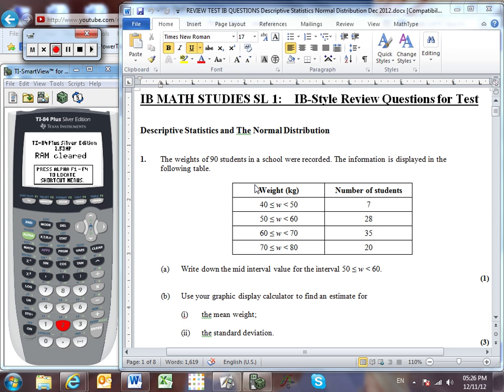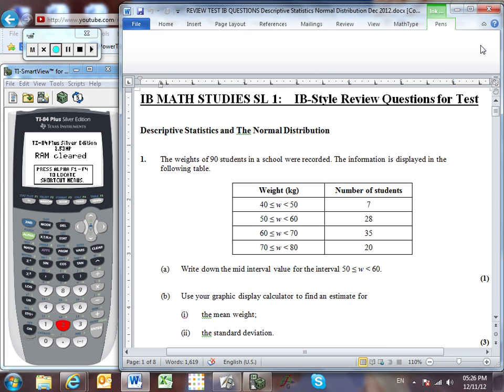Alright, we're going to be looking at some review questions for your test on descriptive statistics and the normal distribution. Number 1. The weights of 90 students in a school were recorded. You can see the table of data there. Part A, write down the mid-interval value for the interval going from 50 to 60.